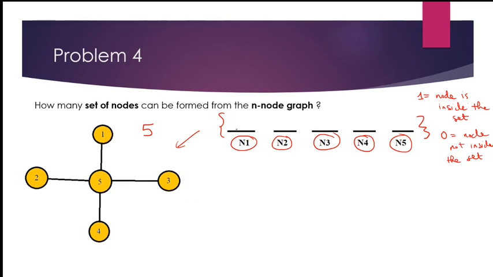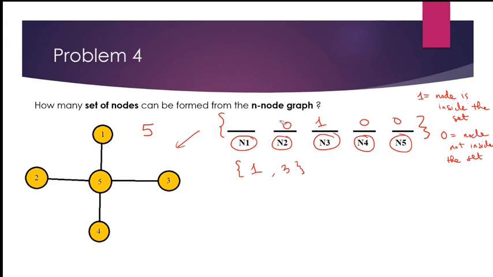Okay, for example, let's say I put number 1 right here and number 1 right here, everything else 0. This means that node number 1 is going to be inside the set, node number 3 is going to be inside the set, but nodes number 2, 4, and 5 are not inside the set. Therefore, the set is going to look like this, which is 1 and 3. You have node 1 and node 3. Since we already agreed that 1 means the node is inside the set, and 0 means the node is not inside the set.